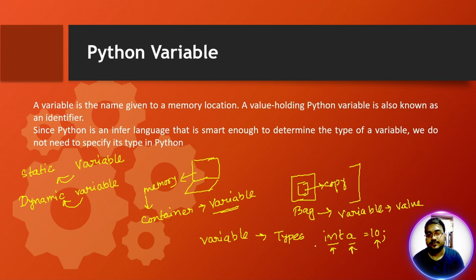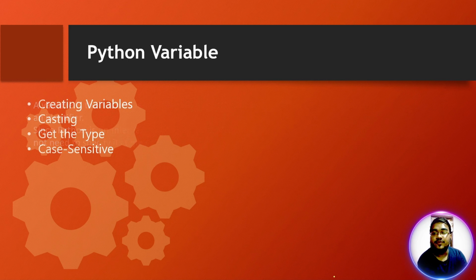Now in Python, how do we write? We write simply a equal to 10. That means our Python code is smart enough to understand by itself that okay, whenever you are writing 10, it is an integer value. Got it? Up to this, I think everything is clear to you, right? So let's move to the next portion.